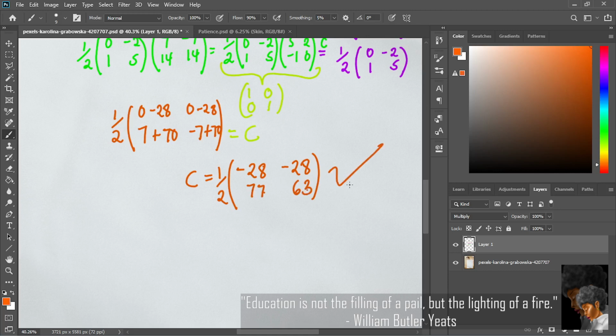We can leave it this way, or we can simplify further by multiplying everything here by a half. So that is going to be our answer.